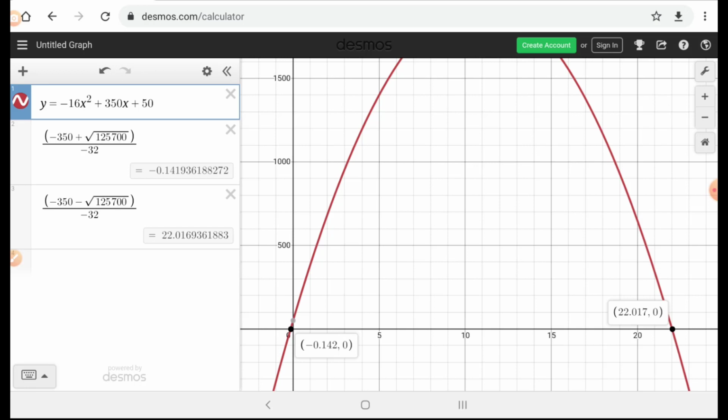So now, in this problem, which one of these makes sense? The ball's not going to hit the ground twice, but which one's going to make sense? Well, it makes sense, the one where it says the 22 seconds. All right, the negative's not going to make sense in this problem. That is an answer based on the graph, but the answer that makes sense in this problem is 22 seconds. So around 22 seconds. All right.